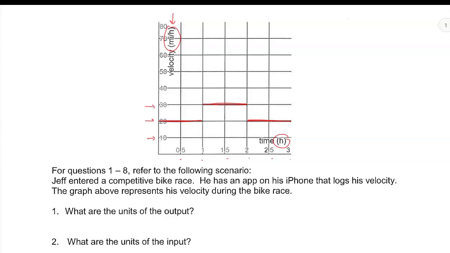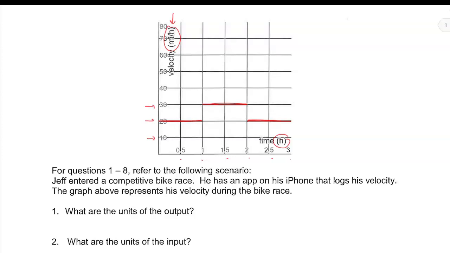As time goes by, you can tell what his velocity is at different times during the race. This was a 3-hour race. In the first hour, you know he's going 20 miles an hour. Then he goes faster, 30 miles an hour, between hours 1 and 2. And then he's going back down to 20 miles an hour in the last hour of the race. Okay, we're going to look at this a little closer.